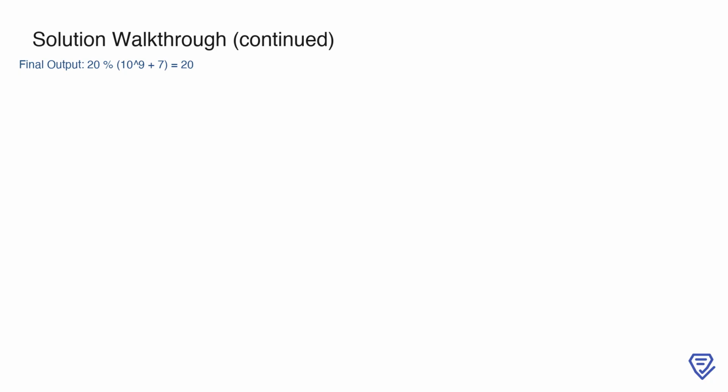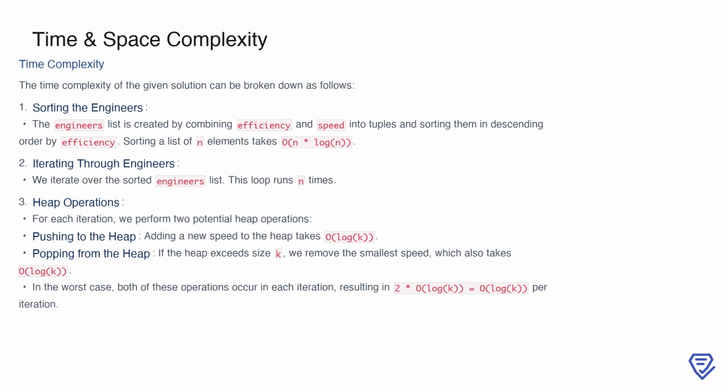Applying the modulo operation with 10 to the power of 9 plus 7 doesn't change the result, so the final output is 20. The time complexity of this solution can be understood by analyzing its core components. First, we sort the engineers based on their efficiency in descending order. Since sorting a list of n elements requires O(n log n) time, this is the complexity of the sorting step.